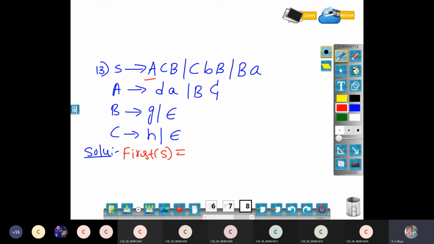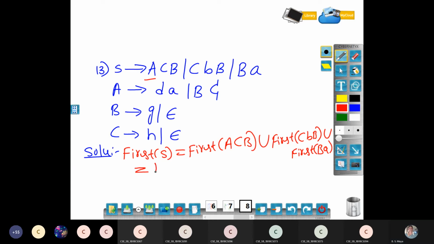Pratiksha. Pratiksha, steps. See, if you have three more alternatives, you can write like this. First of capital A, C, B, union. If you are confused, you can write. You can also do it like this. First of capital C, B, union of first of B, A. Okay. Pratiksha, next step. What is in first of ACB? Then you have to find out what is in first of A, right? What is the first of A?